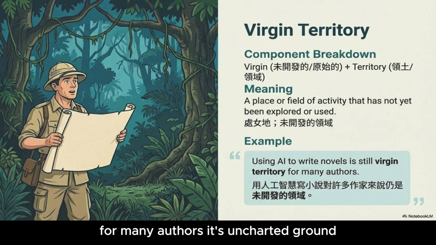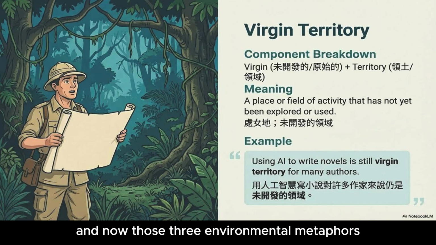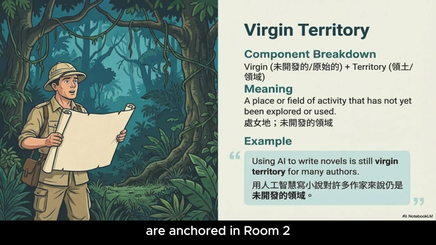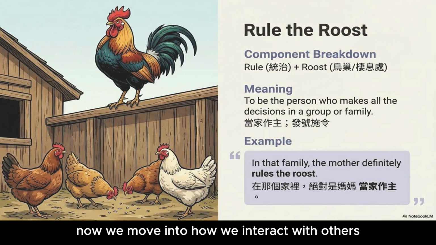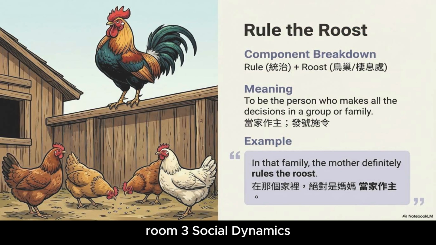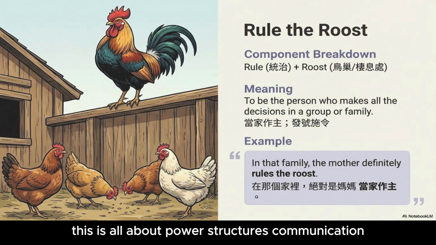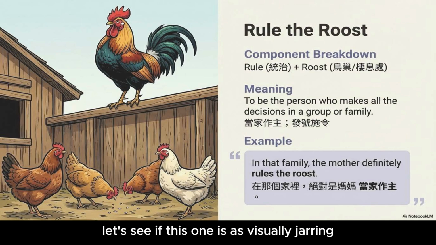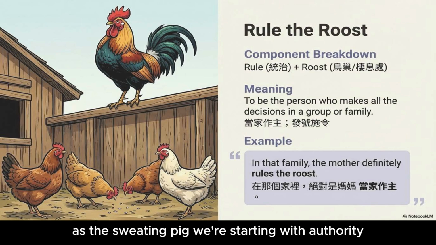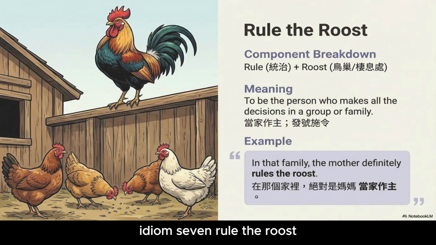It's uncharted ground. And now, those 3 environmental metaphors are anchored in room 2. Here's where it gets really interesting. We've mastered the physical self, the external world. Now we move into how we interact with others. Room 3, social dynamics. This is all about power structures, communication. Let's see if this one is as visually jarring as the sweating pig. We're starting with authority. Idiom 7, rule the roost. The visual for this is unforgettable.